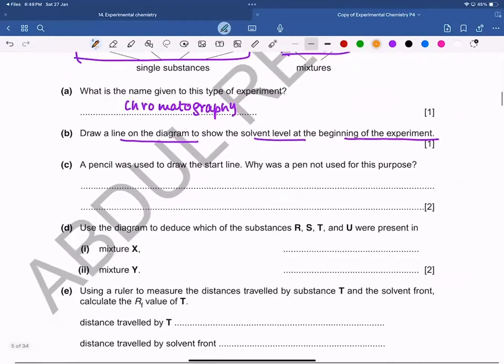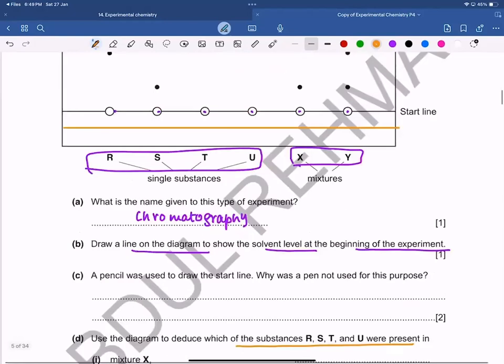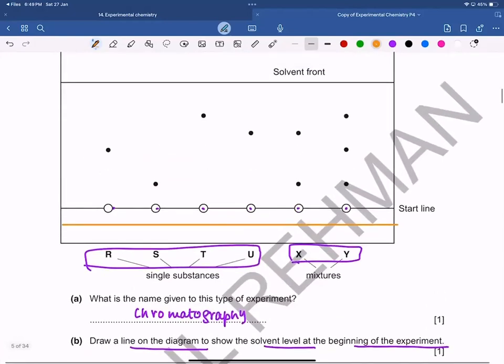Use the diagram to deduce which of the substances were present in mixture X. Okay, so look over here. If we talk about X, X is a mixture and Y is also a mixture.